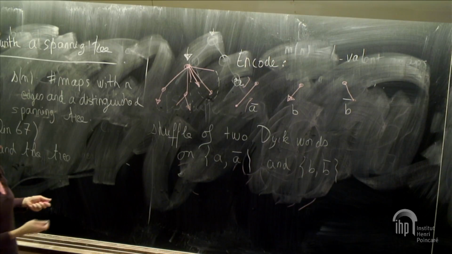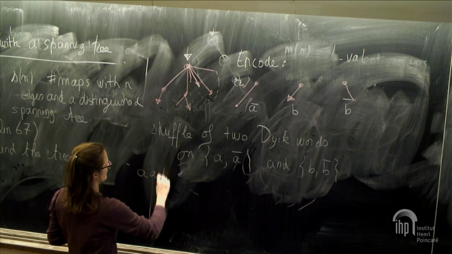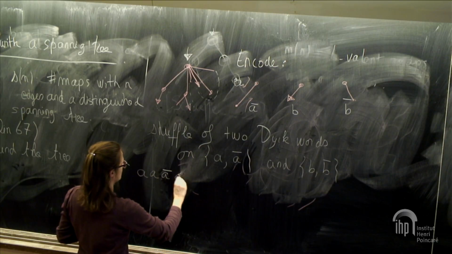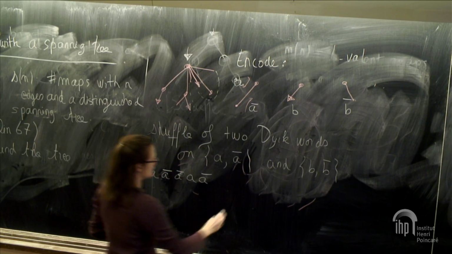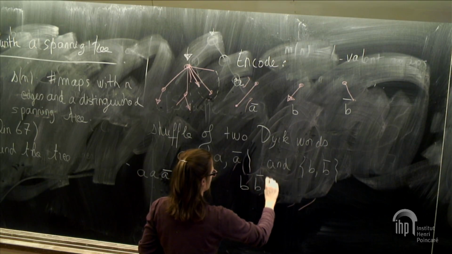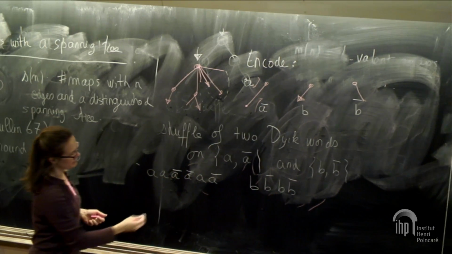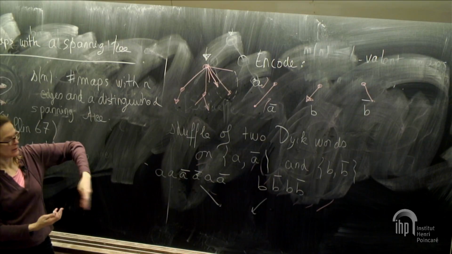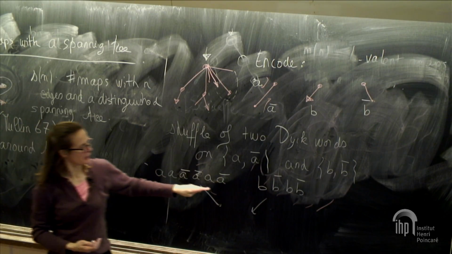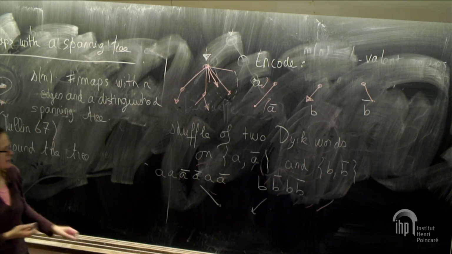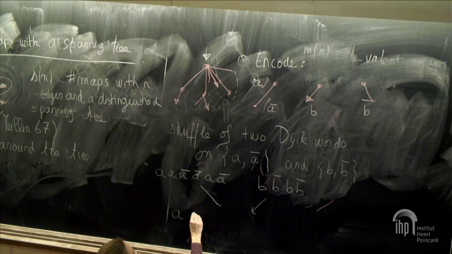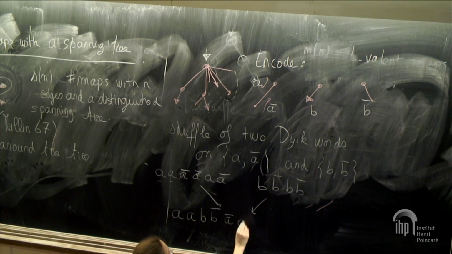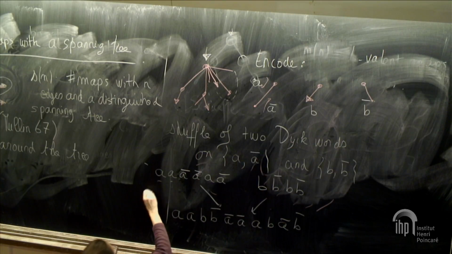So by a shuffle, I mean that I have my two words, A bar, A bar, and then the other one, B bar, B bar. And I make from that a single word by shuffling the letters and just keeping the order of the A letters and of the B letters separately. So one example here could be A, then I put this B and maybe the B bar, A, B, A bar, and B bar. That's what I call a shuffle.